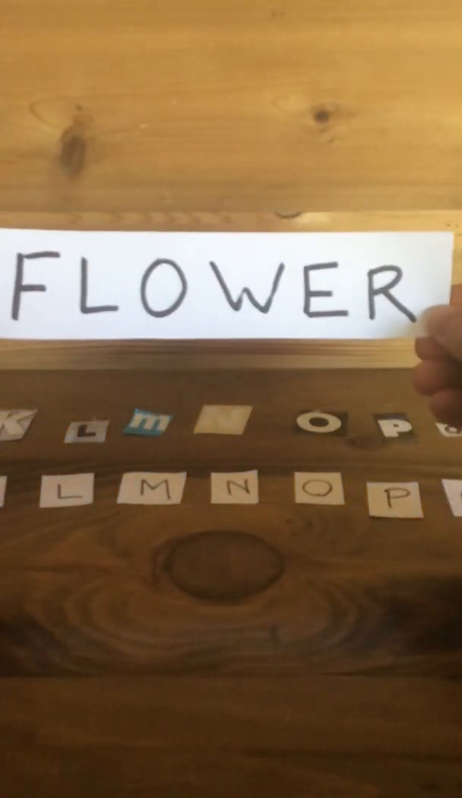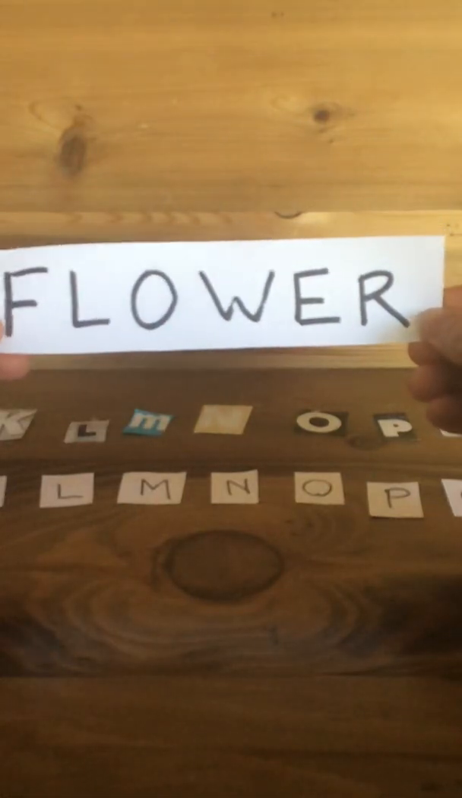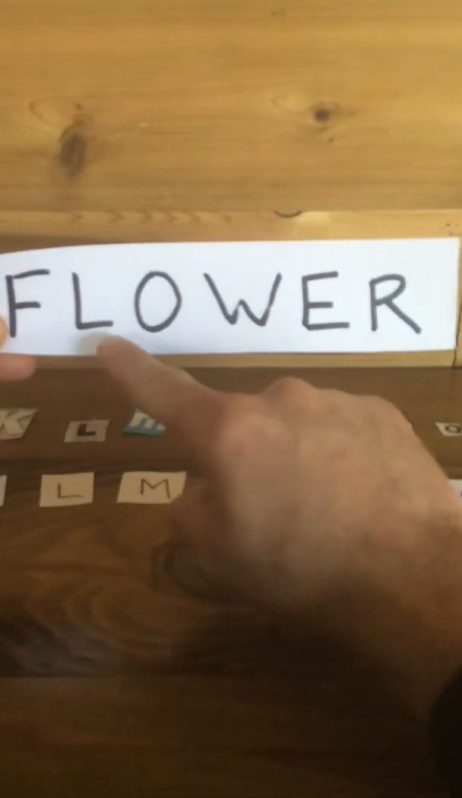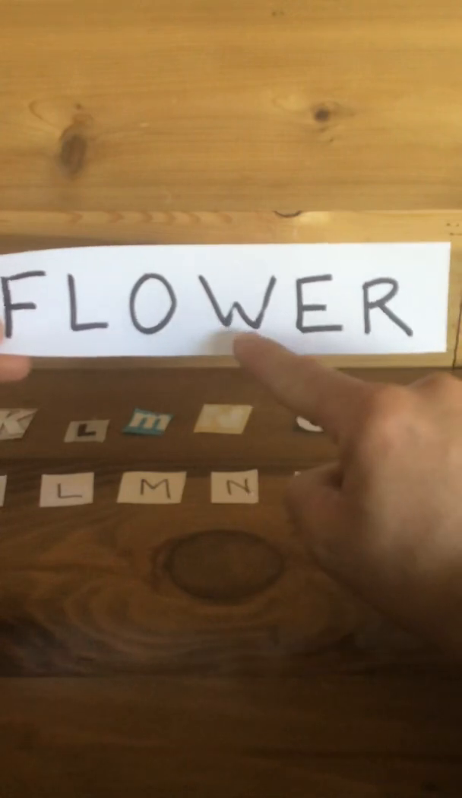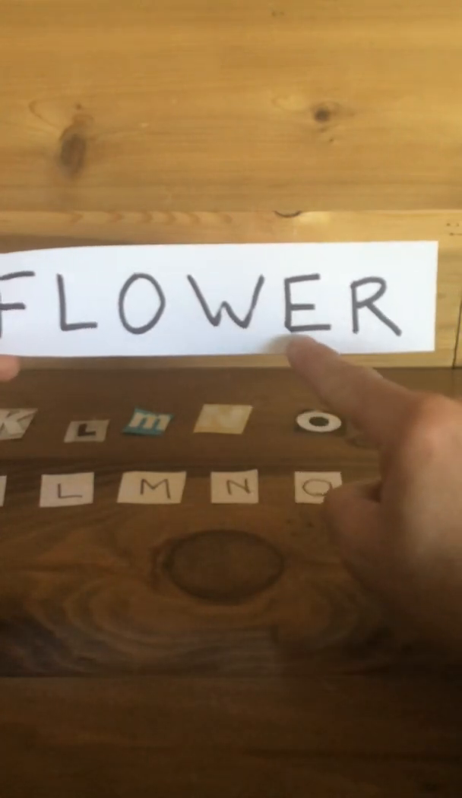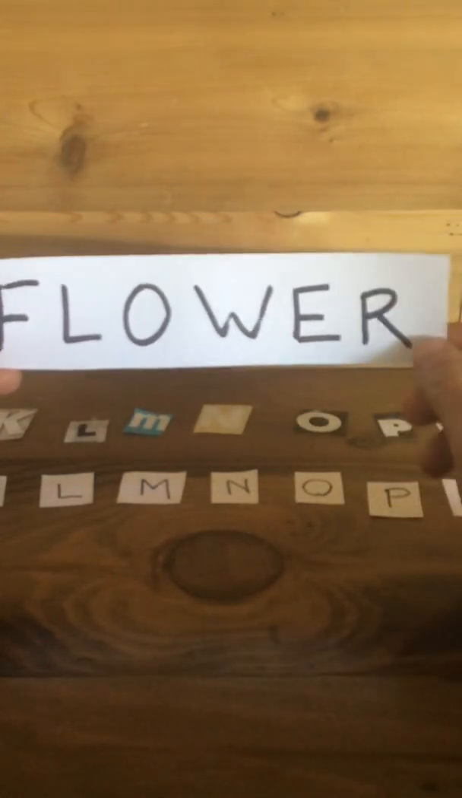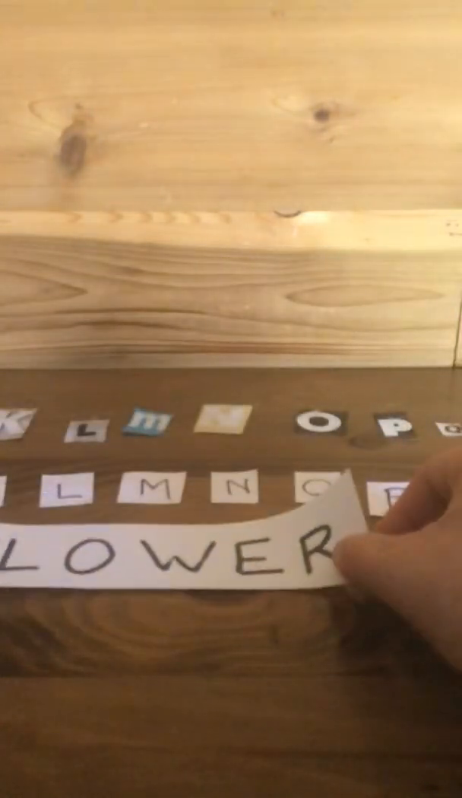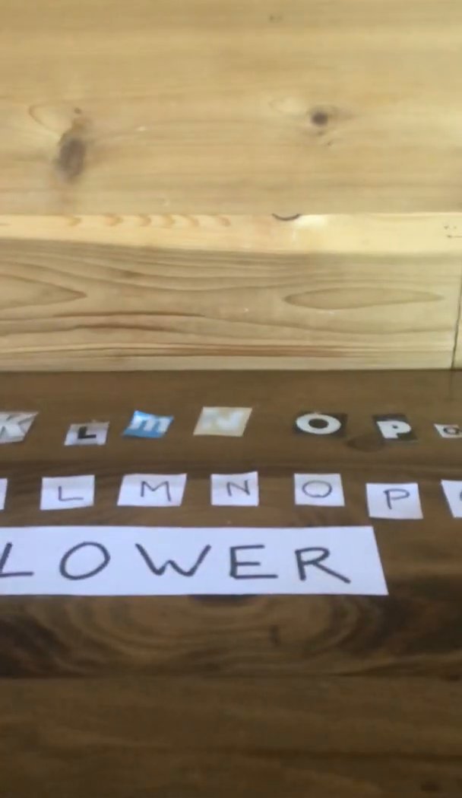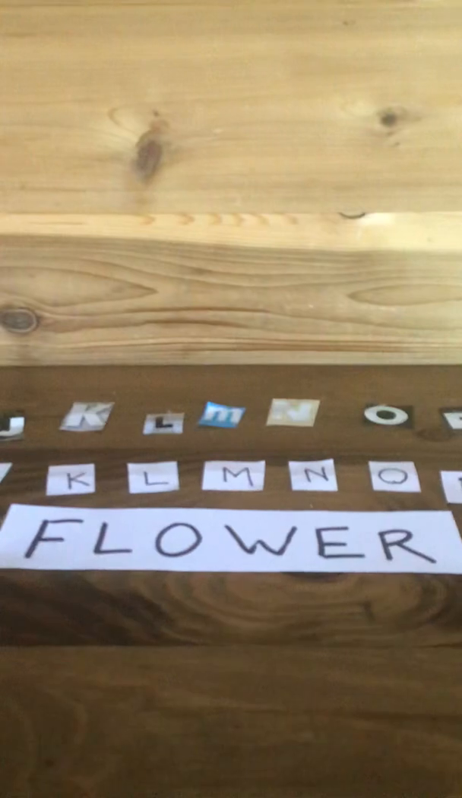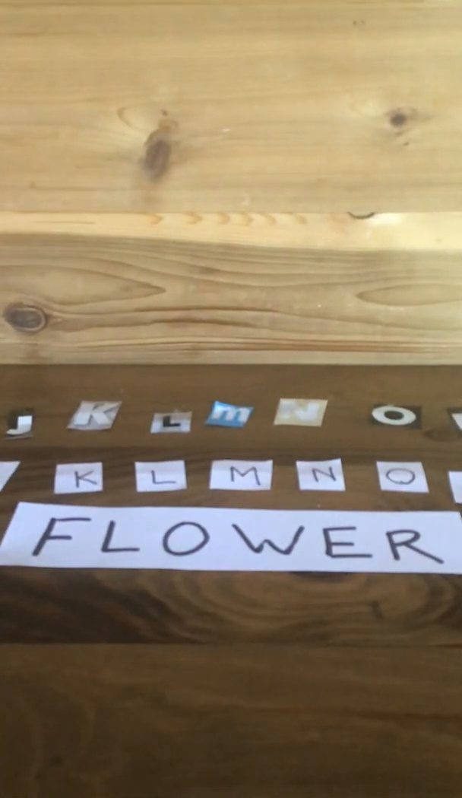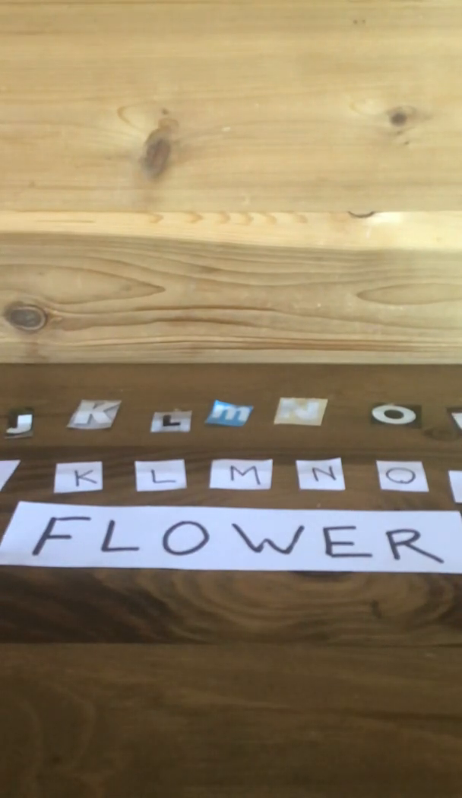flower. F-L-O-W-E-R. Flower. And as the plant grows and becomes fully mature, it then flowers, and that's where it produces its new seeds. And we'll be learning that with our next lesson. So let's start by spelling the word flower.